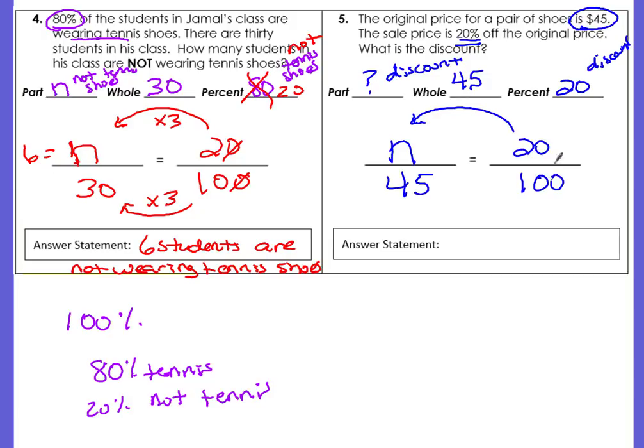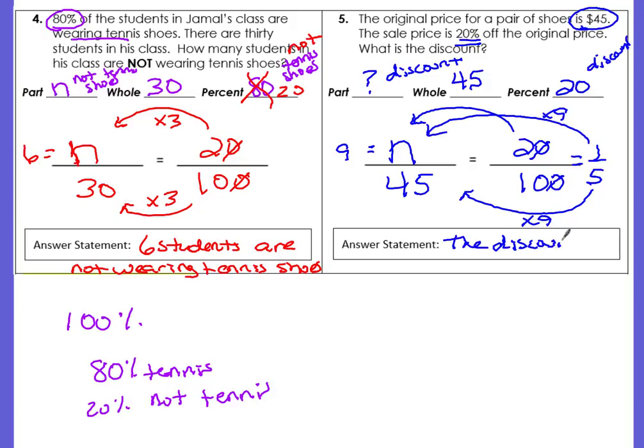Okay, I see that they both end in a 0, so I'm going to cross them out. Now I have 2 to 10. Can we go from 10 to 45? No, that doesn't work either, but I can simplify one more time by dividing by 2, and that will give us a 1 to 5. Now can I go from 5 to 45? Sure. 5 times 9. And do the same thing with the 1. 1 times 9 is going to be 9. Then write your answer statement. Answer the question, what is the discount? The discount is $9.